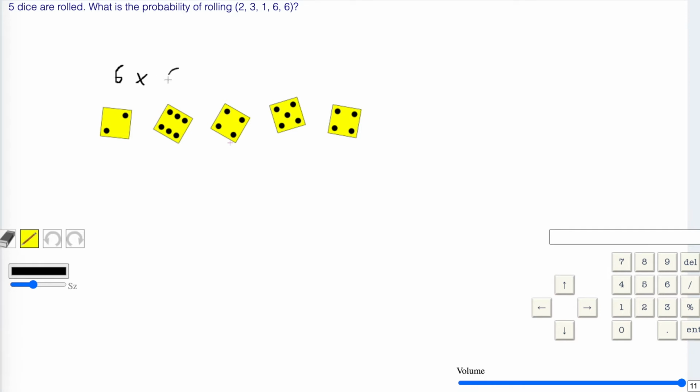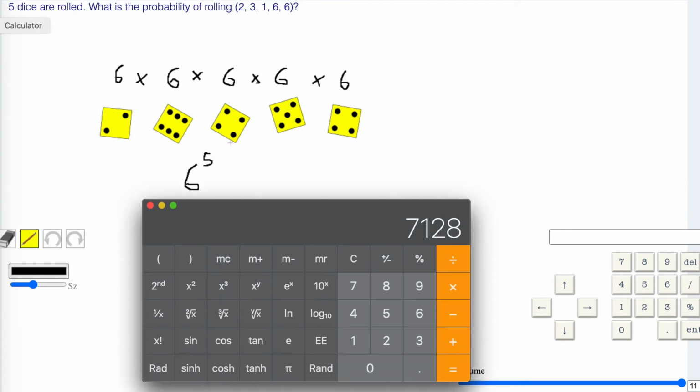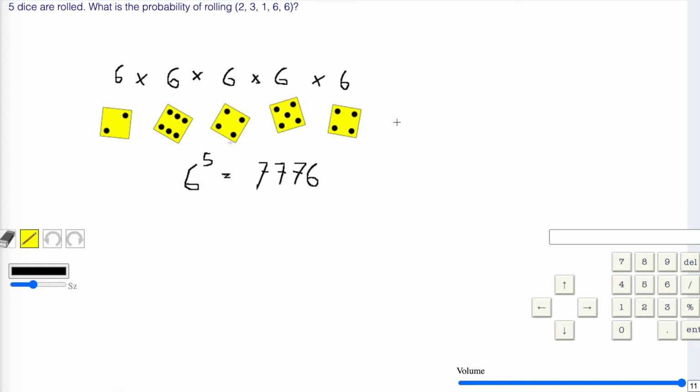6 times 6 times 6 times 6 times 6, or 6 to the power of 5, since there are 5 dice. Handy dandy calculator. 6 to the power of 5 is 7,776. So we're looking at the probability of getting this 1 outcome, 1 outcome out of 7,776. The probability of getting that 2, 3, 1, 6, and 6 is 1 out of 7,776.